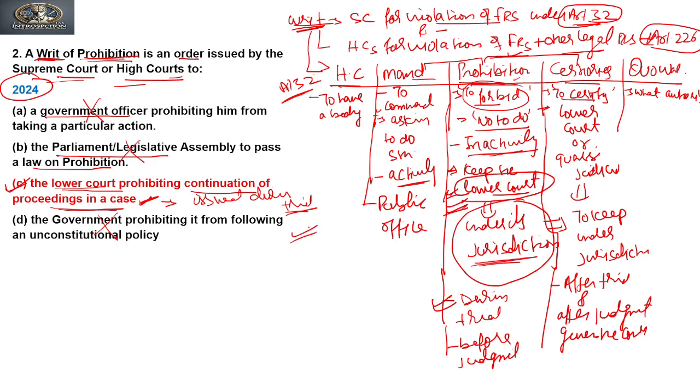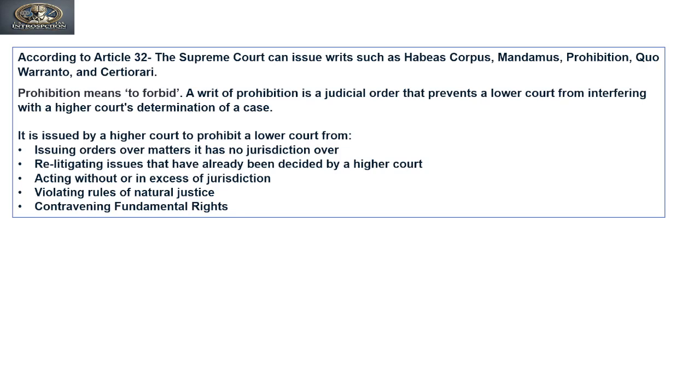Is it clear? Now let's discuss prohibition separately. According to Article 32, the Supreme Court can issue writs such as habeas corpus, mandamus, prohibition, quo warranto, and certiorari. This we have seen. Now prohibition means to forbid. A writ of prohibition is a judicial order that prevents a lower court from interfering with a higher court's determination of a case. It is issued by a higher court to prohibit a lower court.